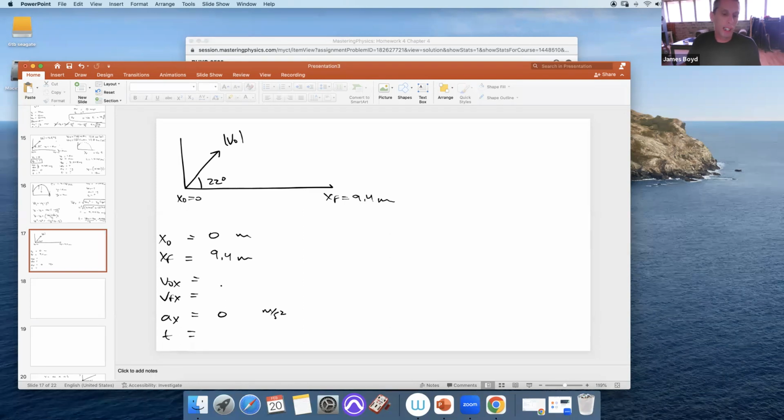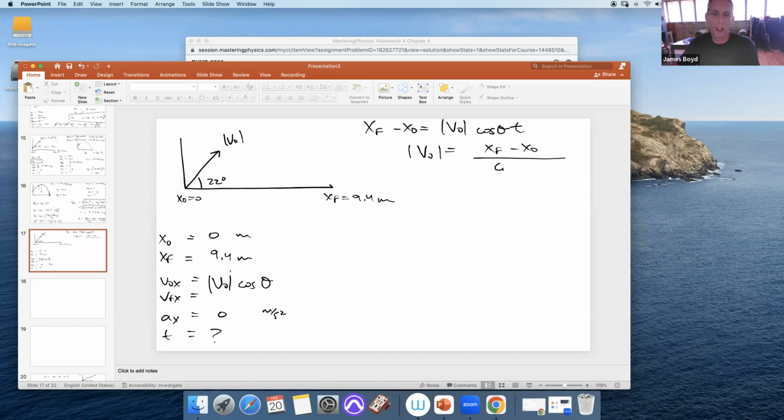V initial of X is V naught cosine of the angle. And we want V naught. V naught is actually what we're looking for. Time we don't know. The only equation we have is X final minus X initial is V naught cosine theta times T. So we want V naught by itself: X final minus X initial over cos theta times T. Okay.